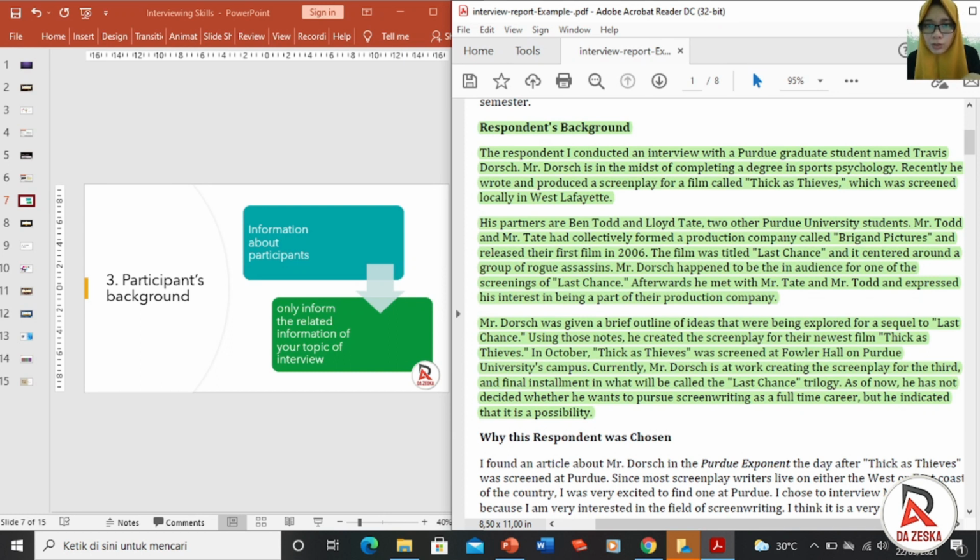It's really about the background of the participants, right? Respondents. Here the writer says, I conducted an interview with a Purdue graduate student named Travis. So the background mentioned over here is the name of that participant. So in your report presentation, if you are sure that the respondents or participants of your interview don't mind about their name being mentioned in your presentation or in your video.